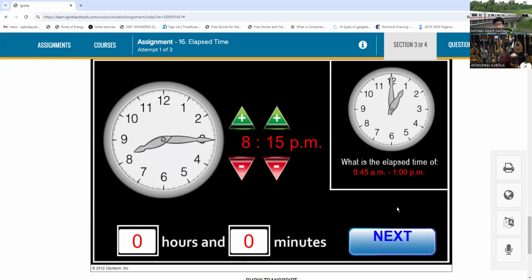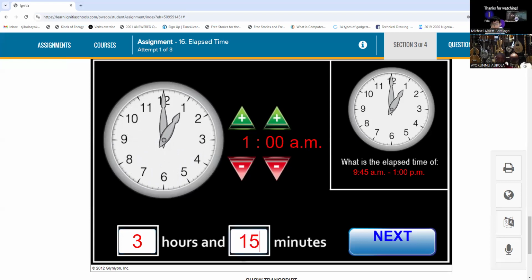So then the next one, what's the time elapsed from 9:45 a.m. to 1 p.m.? So this is 9:45. 1 hour, 2 hours, 3 hours. This is 3 hours, okay? Then 15 minutes will make it 1 p.m., okay? 3 hours, 15 minutes. That's correct.